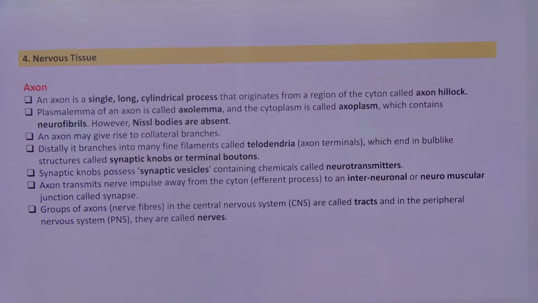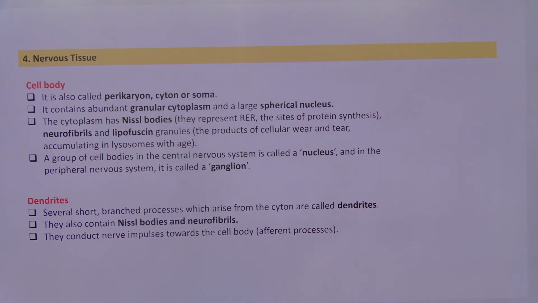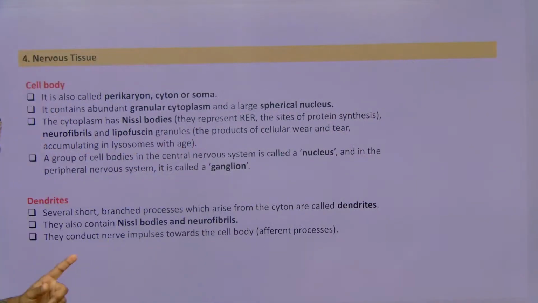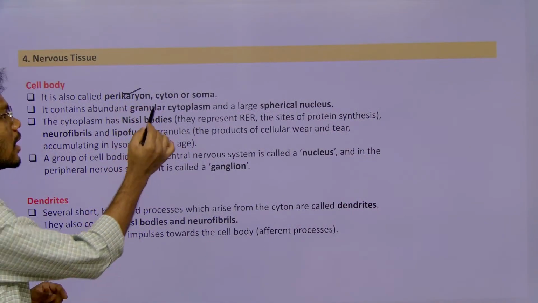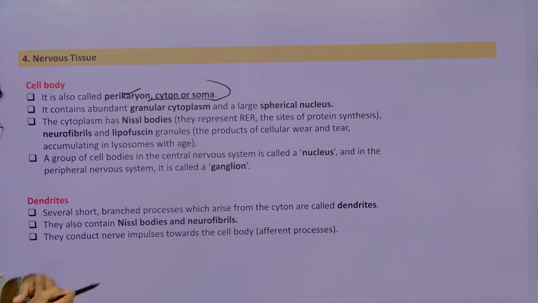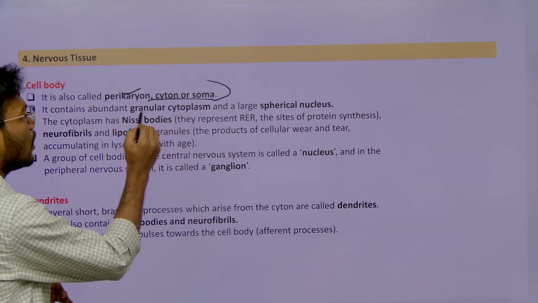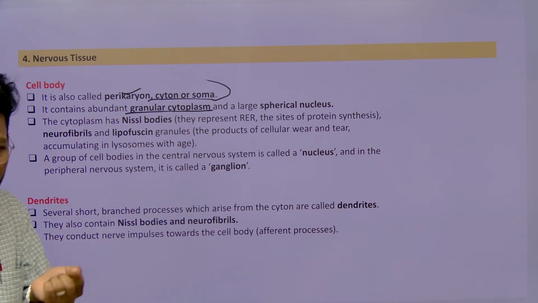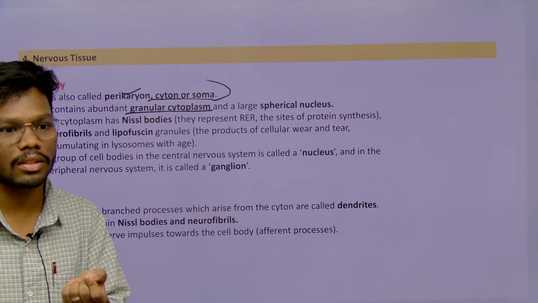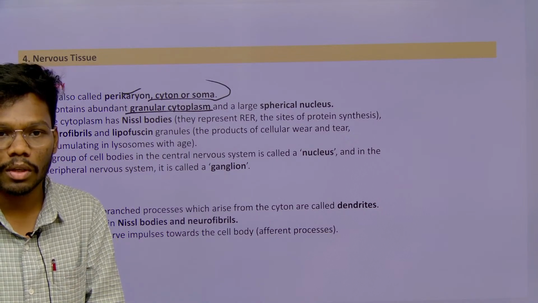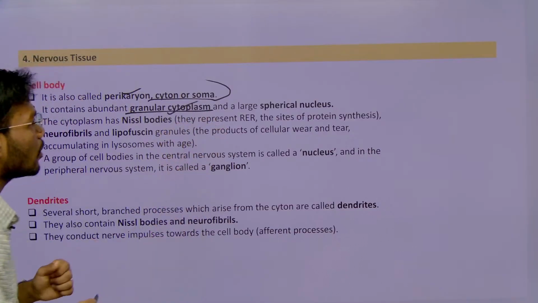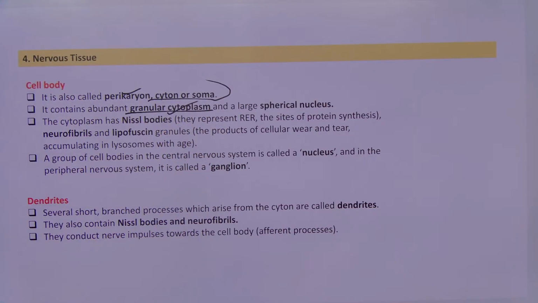So these are some matter which I gave in this slide. See, we'll discuss the cell body. Cell body is also called as what? Perikaryon. We already discussed cyton and soma. And the cell body contains cytoplasm, which is also called granular cytoplasm. Why are we calling it granular cytoplasm? Because there are some granules called Nissl granules, responsible for what? Protein synthesis. That's why this cytoplasm is called granular cytoplasm.